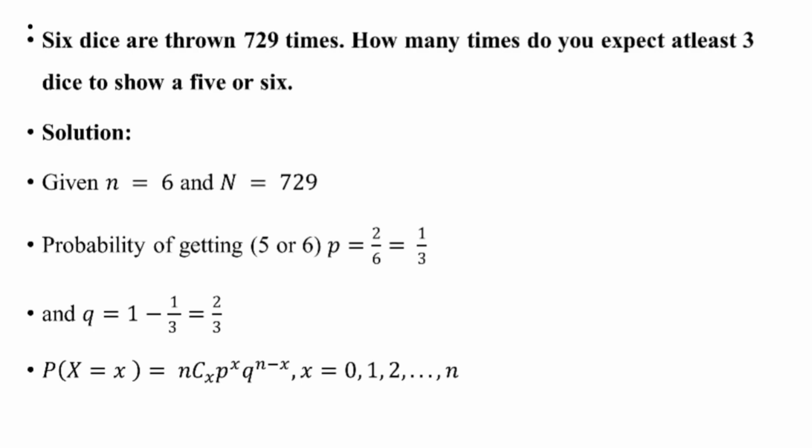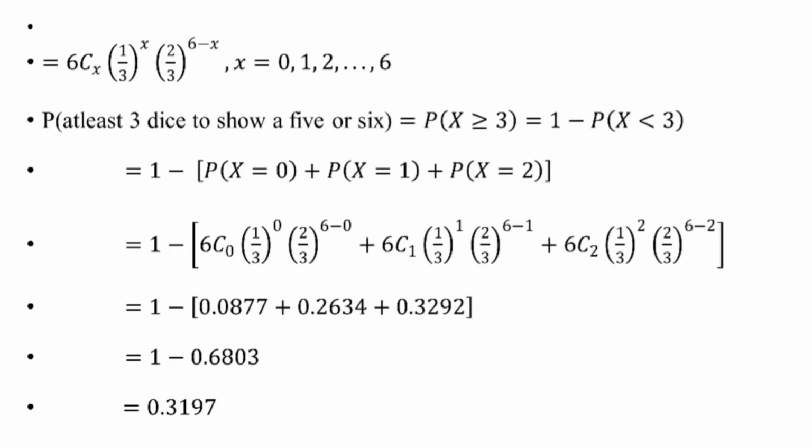So substitute into the binomial distribution formula: nCx p power x q power n minus x, where x varies from 0 to n. So substitute the n value, p value and q value. So the question is probability of at least 3 dice to show 5 or 6, equal to probability of x greater than or equal to 3.